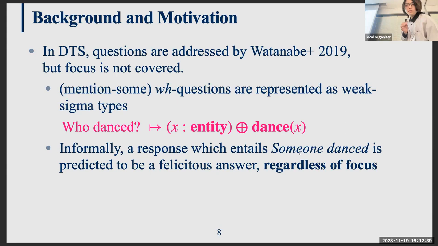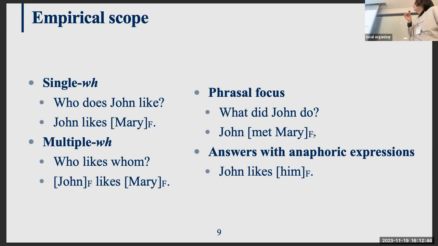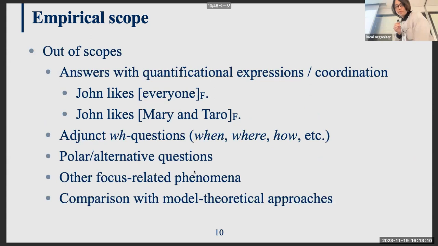Okay, and as a starting point towards focus representation in dependent type semantics, I consider relatively simple examples shown here, which include single and multiple wh-questions, phrasal focus, and answers with anaphoric expressions. There are many untouched topics. These are also important, but simultaneously complicated. So I have decided to set them aside.